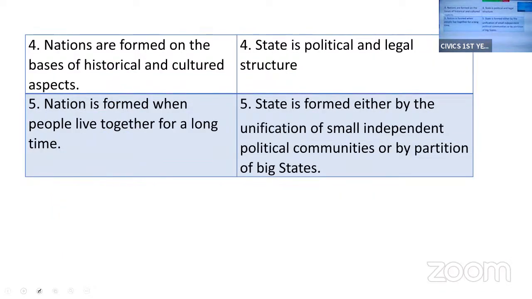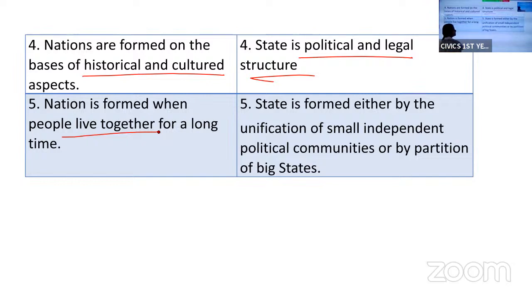Now, nations are formed on the basis of historical and cultural aspects. Nation is formed on the basis of history and culture, but state is a political and legal structure. We have discussed state in the previous class, that state is a political organization. Nation is formed when people live together for a long period of time. If people are living together for a long period of time, they will form into a nation.